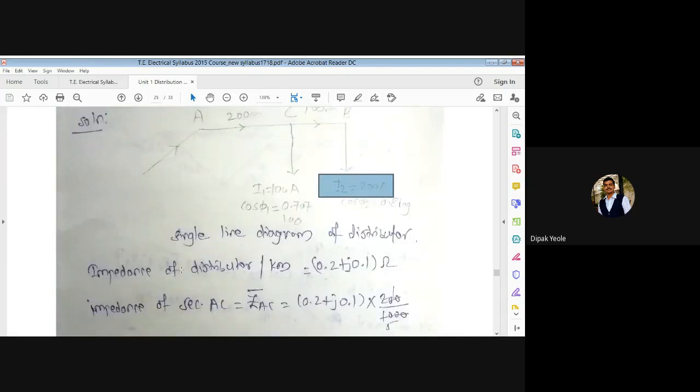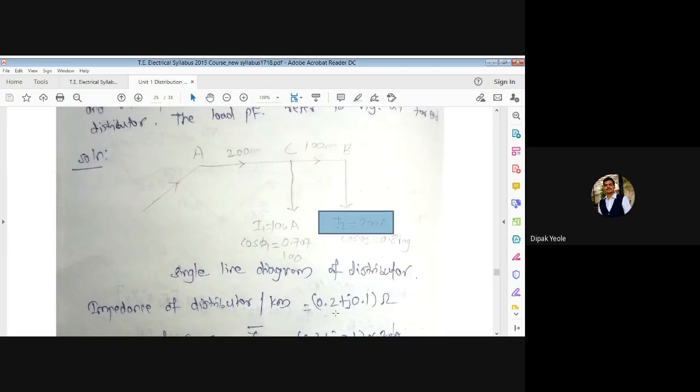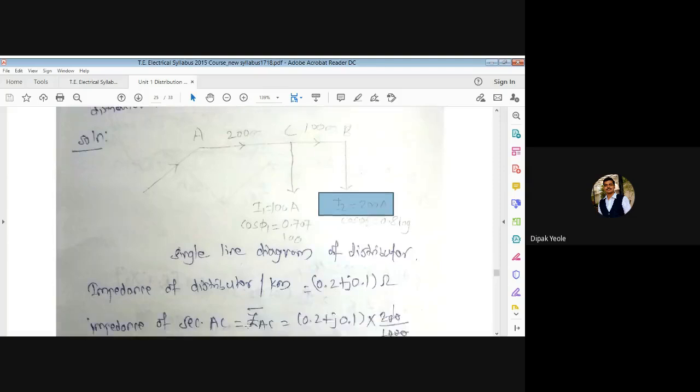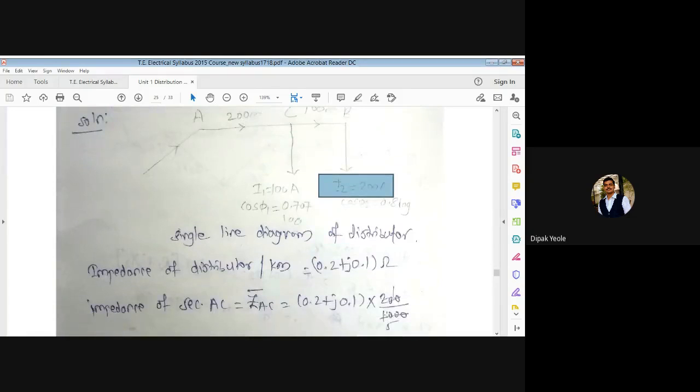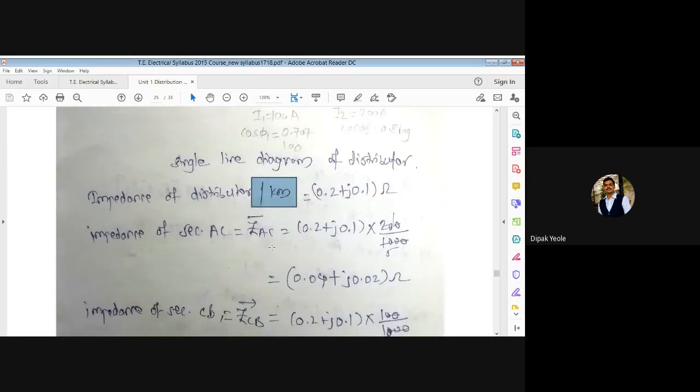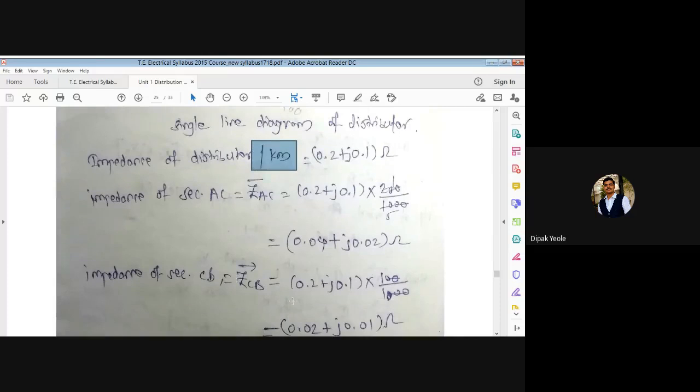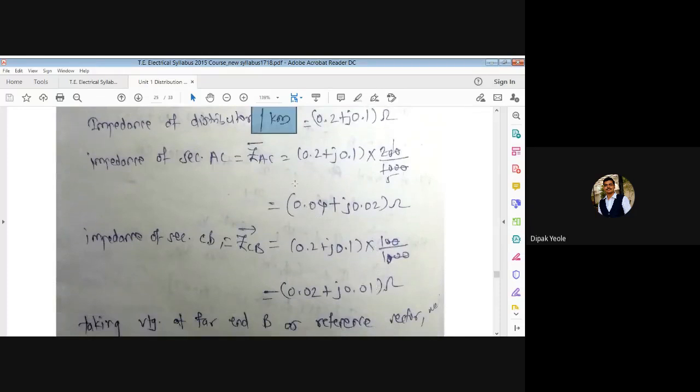After that, we have to take the impedance per kilometer. They have given the value as 0.2 plus j 0.1. We are interested in ZAC. So we have to use this 200 meter. We have to convert it into kilometer. For that we need to get per kilometer, hence we have to divide by 1000. So this is for ZAC. In the same way ZCB can be calculated. So this is the ZAC value and this is the ZCB value.